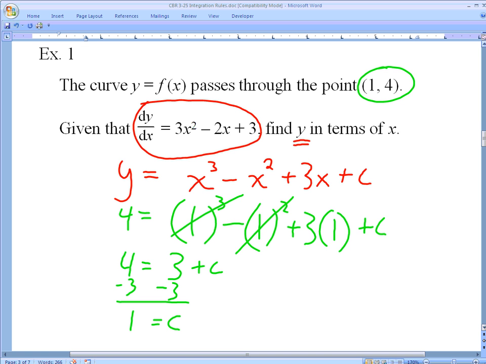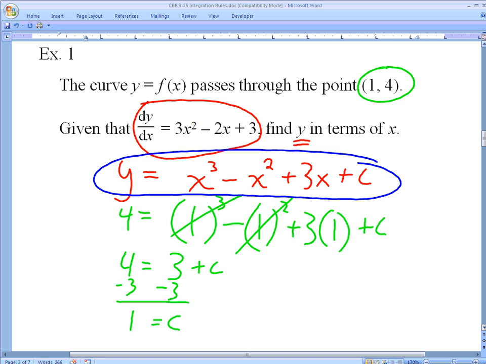Now again, our goal wasn't to find c, our goal was to write the equation. So for the final answer to our equation, I go back to what I started with and replace my c with a 1. So y equals x cubed minus x squared plus 3x plus 1.